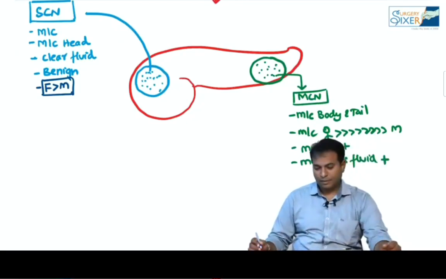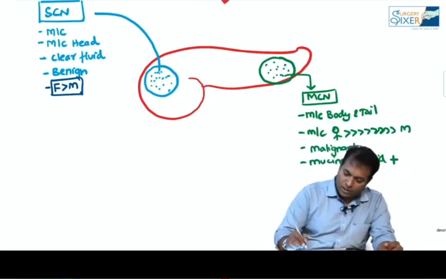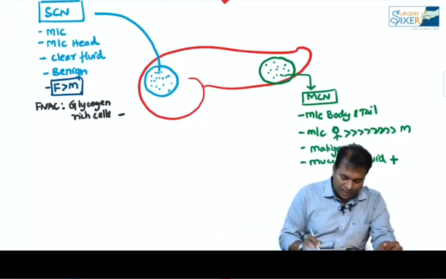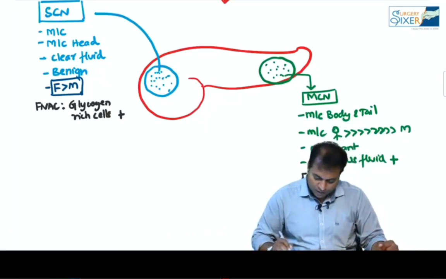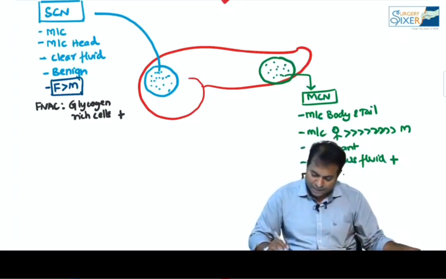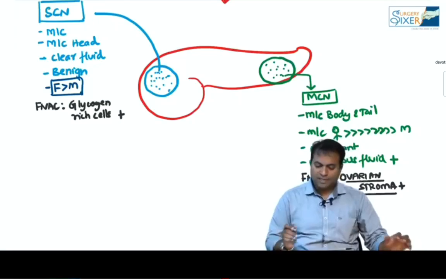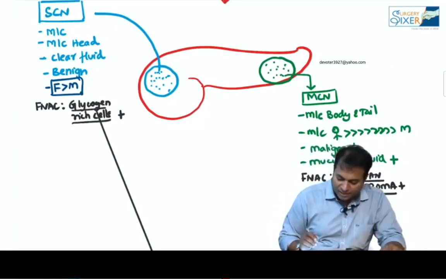Please don't forget, what will be the FNAC finding of all these tumors? FNAC of serous cystic neoplasm shows glycogen-rich cells. FNAC of mucinous cystic neoplasm, which is going to come as an MCQ for you, shows that ovarian stroma is present. So ovarian stroma is present in mucinous cystic neoplasm, and glycogen-rich cells are seen in serous cystic neoplasm.